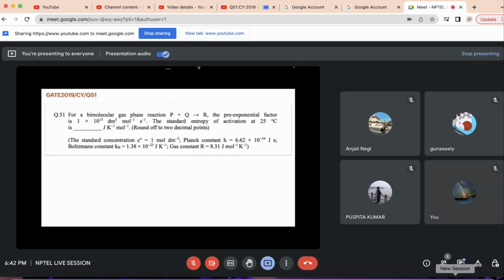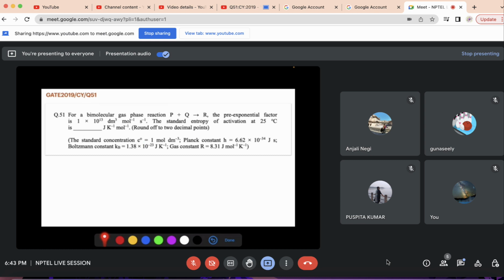Hello everyone. In this video, I will be solving GATE 2019 chemistry question number 51. This question states that for a bimolecular gas-phase reaction, the pre-exponential factor is given, and we have to find the standard entropy of activation at 25 degrees Celsius, and other constants' values are also given in the question itself.